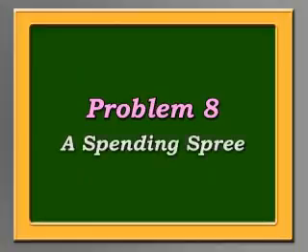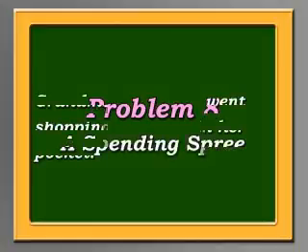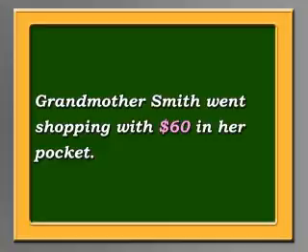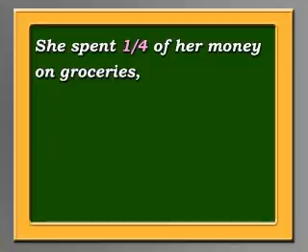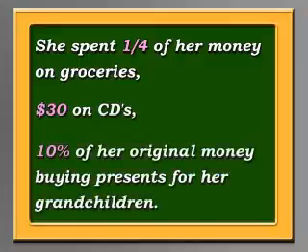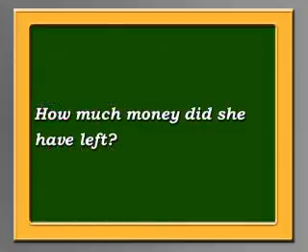Problem 8. A spending spree. Grandmother Smith went shopping with $60 in her pocket. She spent a quarter of her money on groceries, $30 on CDs, and 10% of her original money buying presents for her grandchildren. How much money did she have left? Let's do it together.